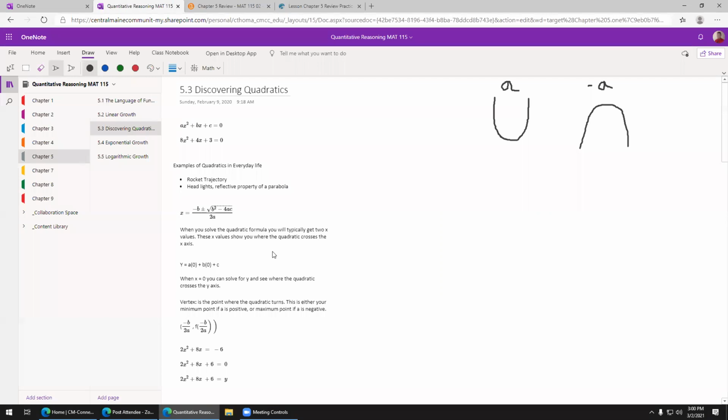So some examples of quadratics in everyday life: a rocket trajectory, the old-fashioned headlights in cars. I don't know if the new headlights are, because they're all LED now. But in old headlights, the little metal thing inside, the little silver piece, I think it's aluminum, is parabola shaped.